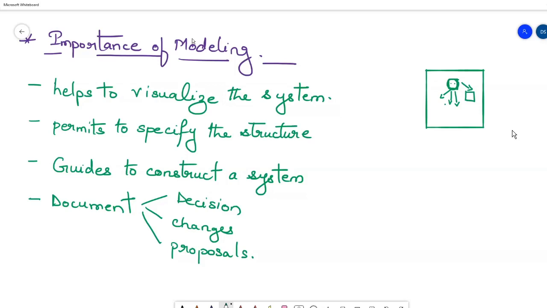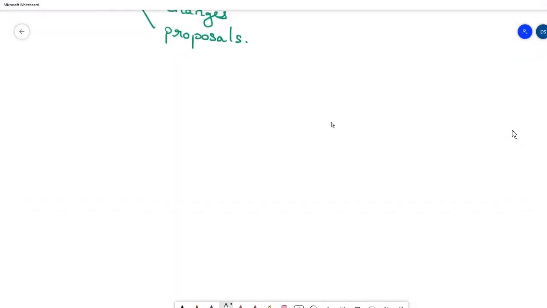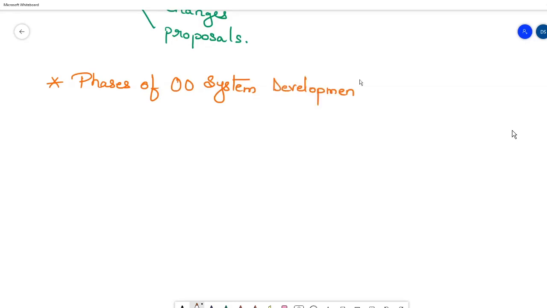Now, let us discuss the development life cycle. Phases of the object-oriented system development life cycle. What are the phases included in this and how does it help in completion of a system or a project or a software? So let's have a look at this. Phases of object-oriented system development life cycle. Or we can call it development cycle also.